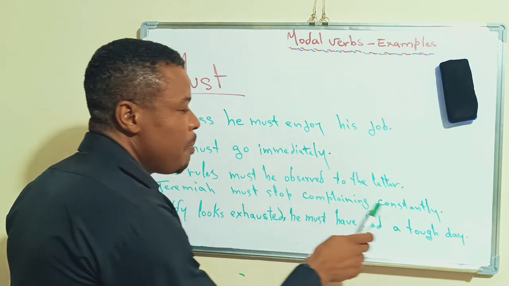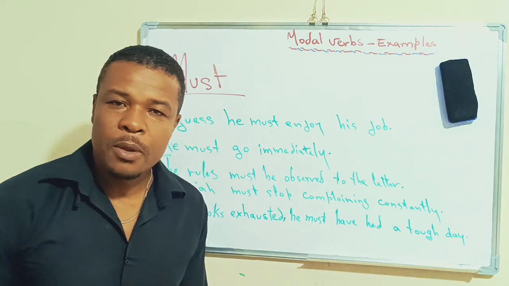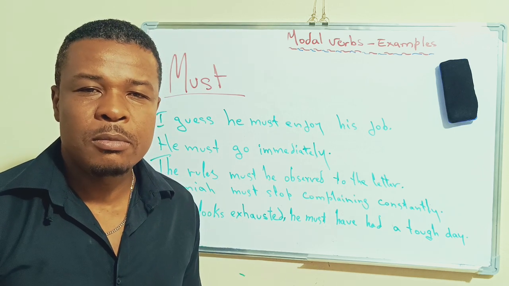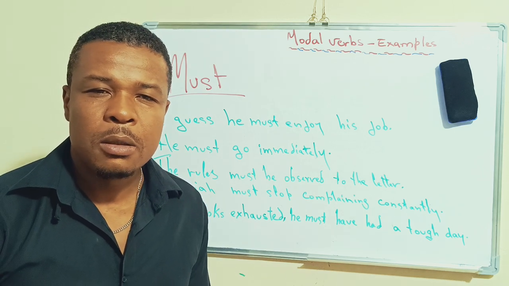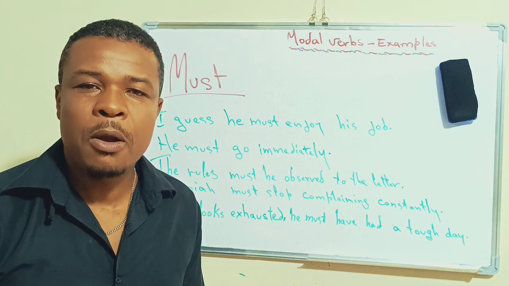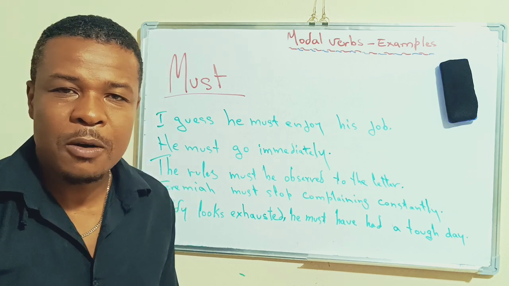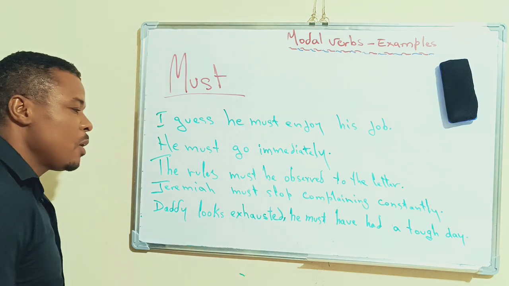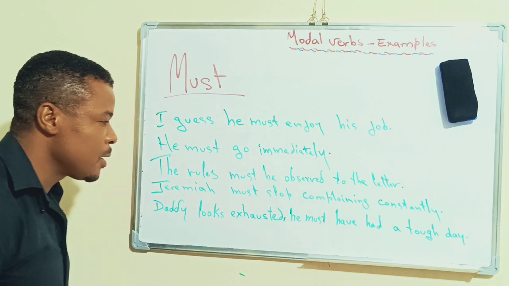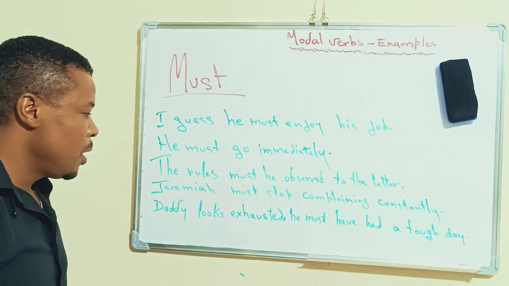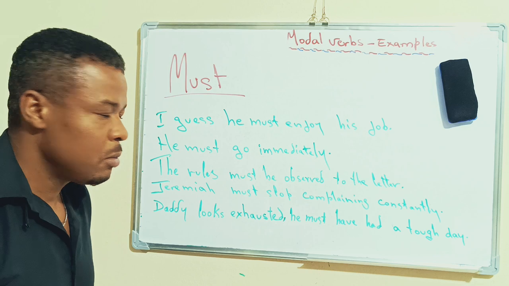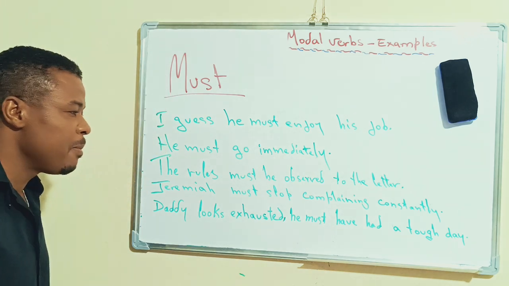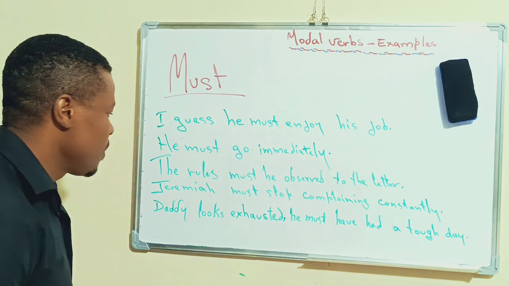Jeremiah must stop complaining constantly. Jeremiah debe dejar de quejarse todo el tiempo, constantemente. All right? So you see, es como, quizás un consejo o un aviso, no sé si me entiendes. Un advice, suggestion. But in this case, ya, debe dejar de quejarse, no? He must stop complaining constantly, okay?